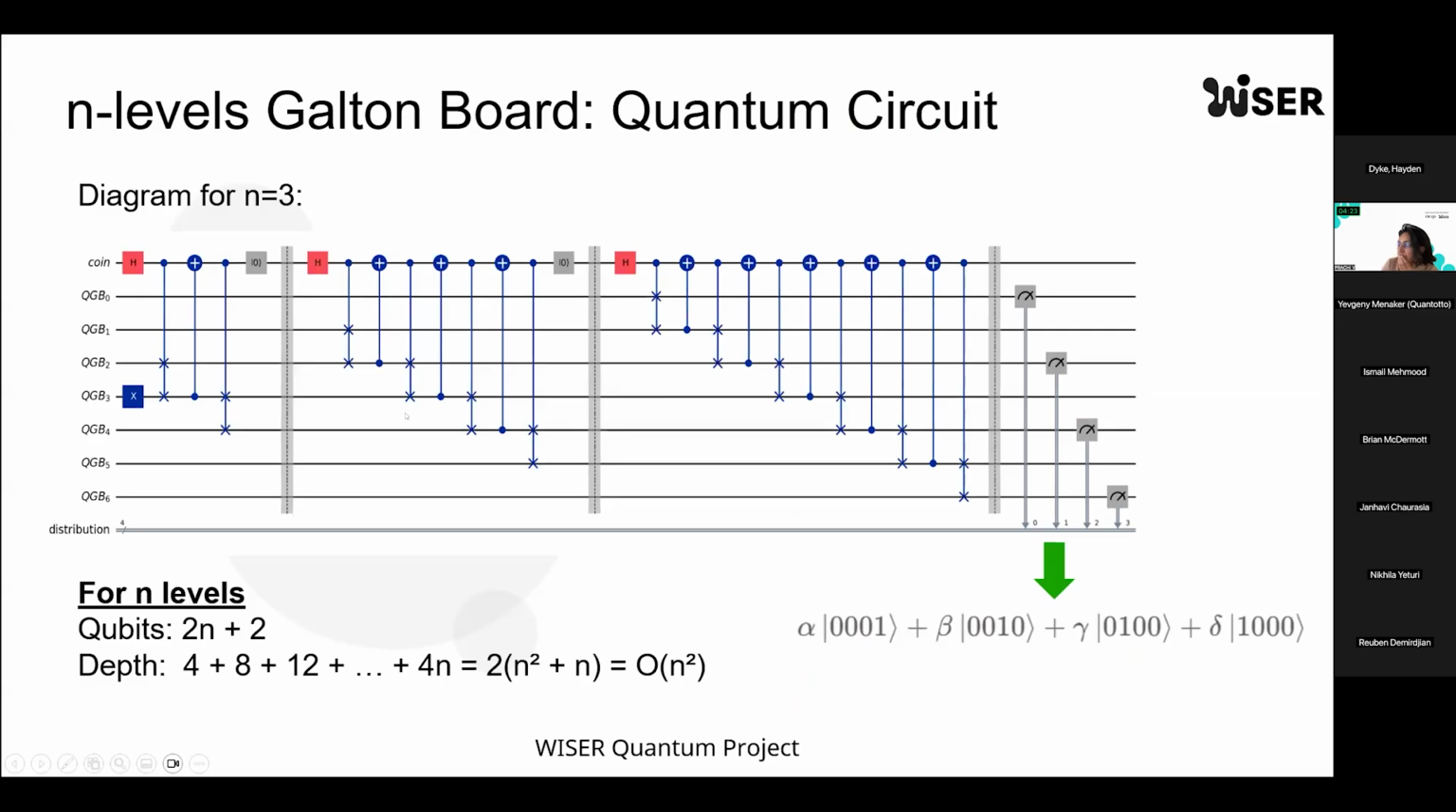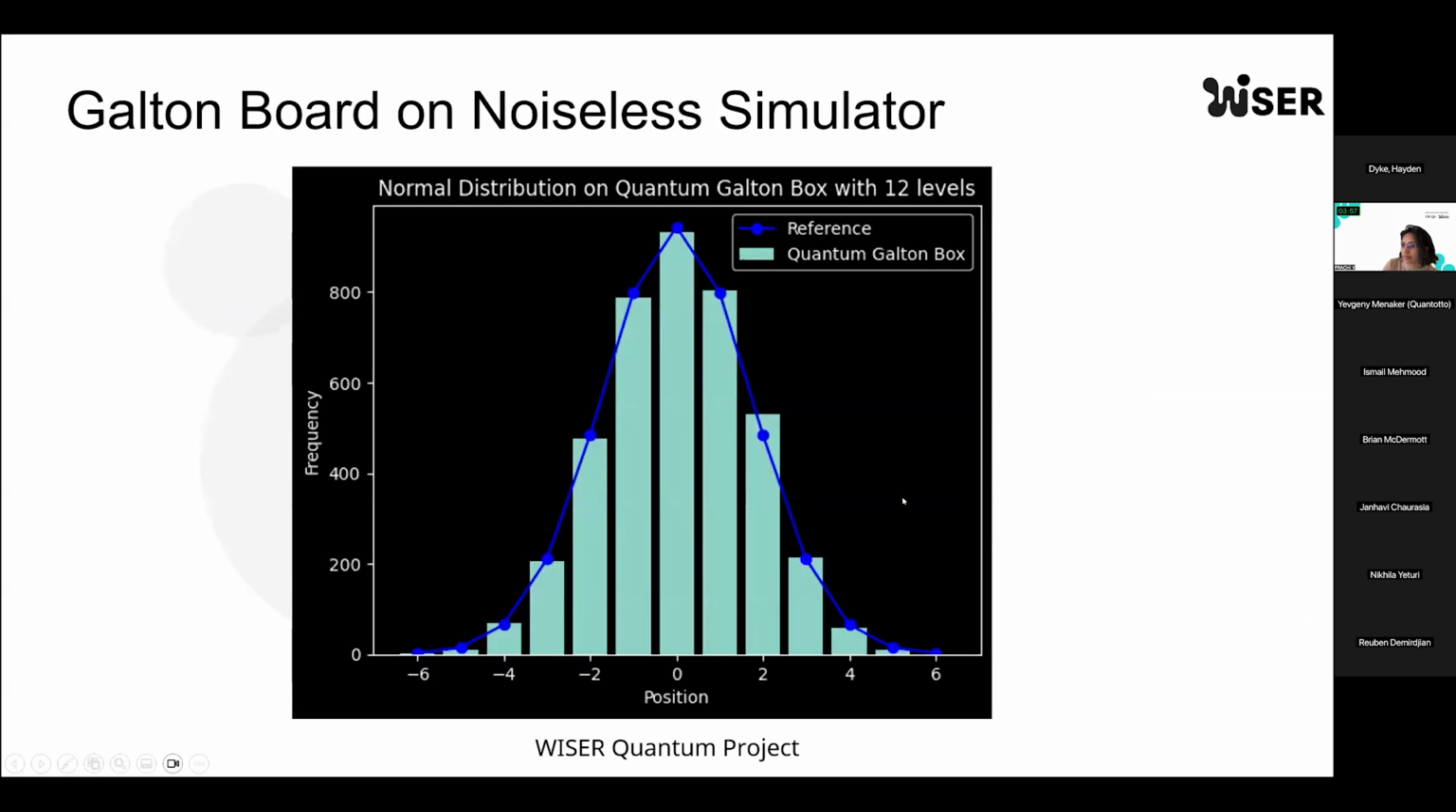The quantum circuit resulting from the Galton board calculus is composed of the coin qubit, quantum pegs, and a classical register to measure the tally bin qubits, as well as n layers of swap gates controlled by the coin qubit. The resulting state is a superposition of Hamming weight 1 computational states. The non-optimized implementation of an n-level board is 2n+2 qubits wide, and the depth is quadratic in the number of levels. The simulations reproduce the expected Gaussian distribution when we use, let's say, a Hadamard coin. Here we show 12 levels on the noiseless simulator.